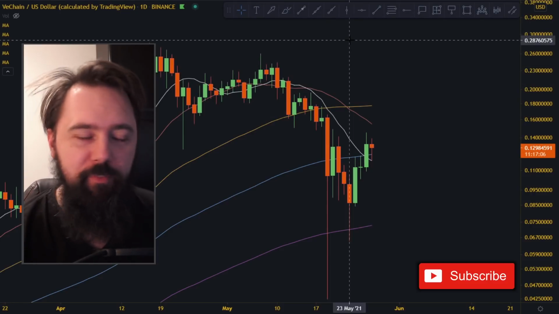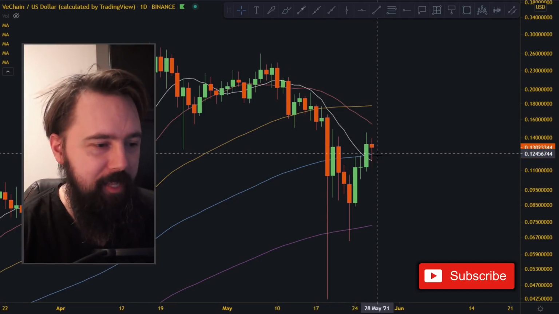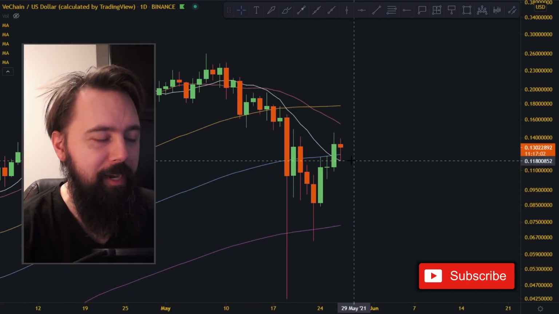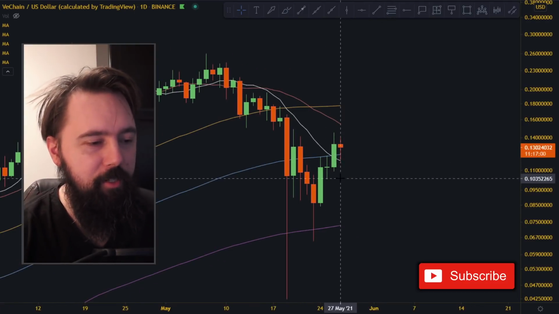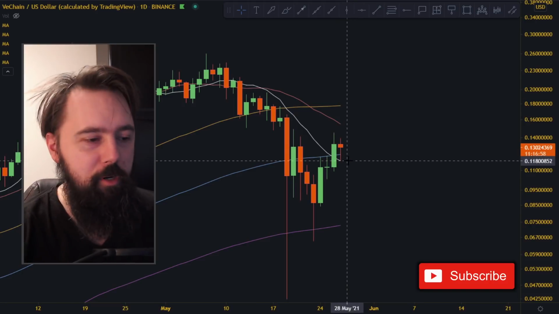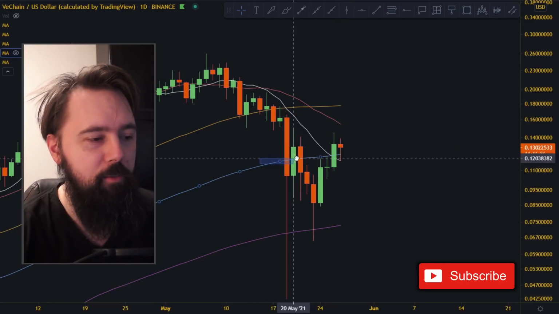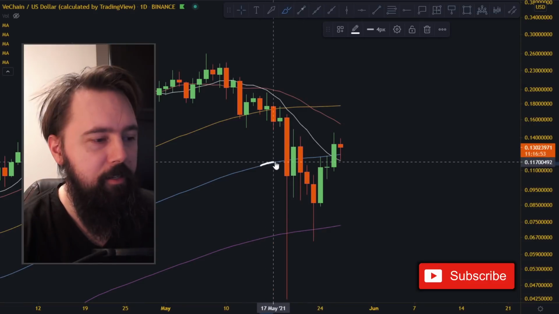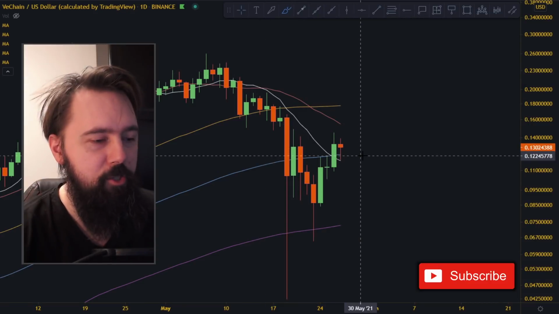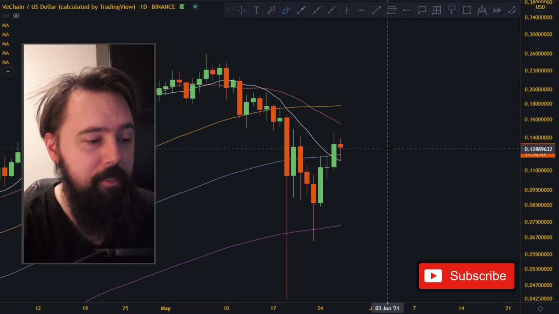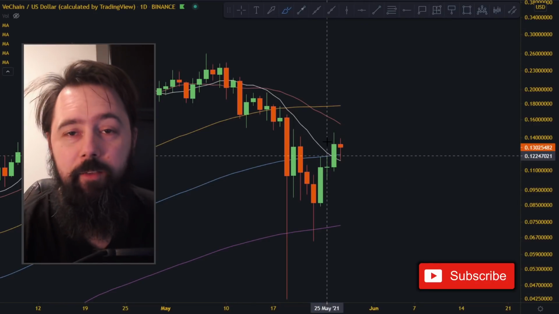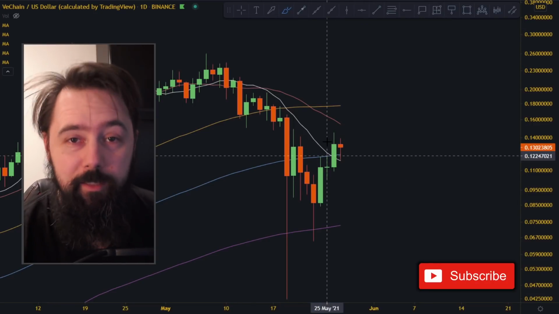VeChain right now is minus 2.5% in red. That's this candle over here, and you can see here that we went all the way back down to the 10 moving average, confirming it as a support, and we bounced back above the 100 moving average. That's this line over here. This is the 100 moving average that we are trying to get back above. And so far everything looks nice and dandy. Of course, it depends what Bitcoin is gonna do, as always.